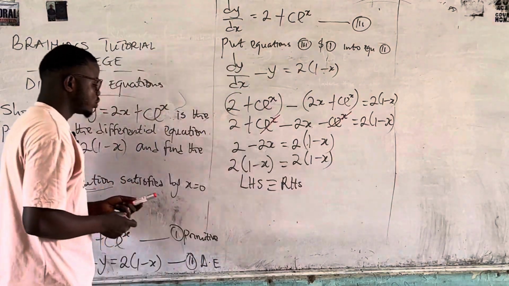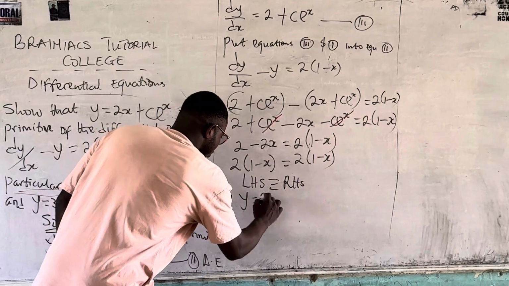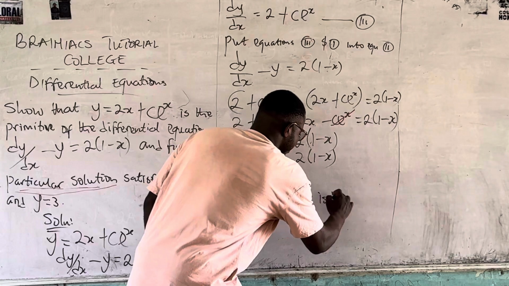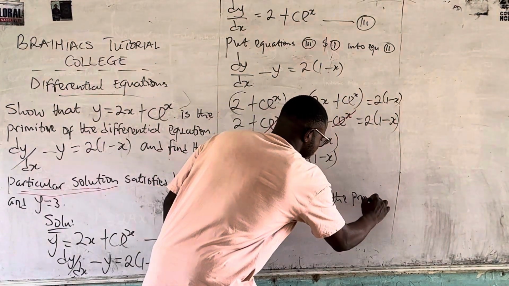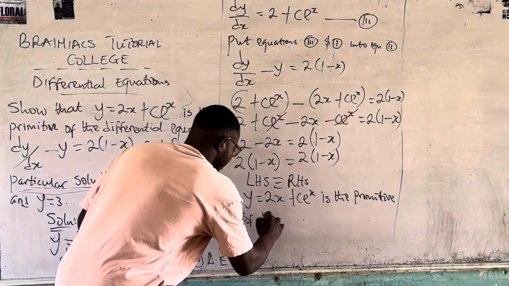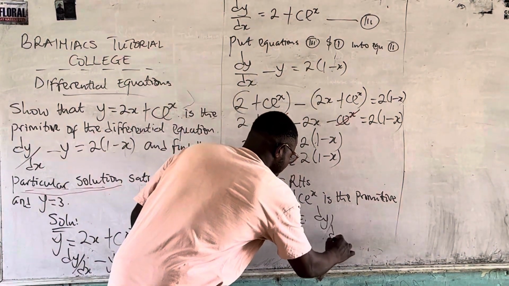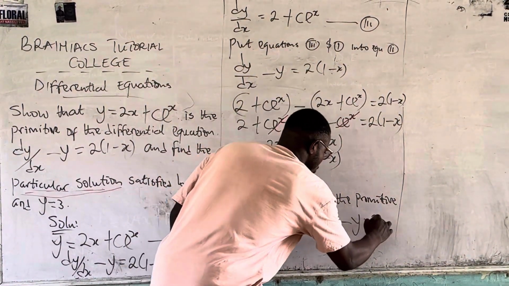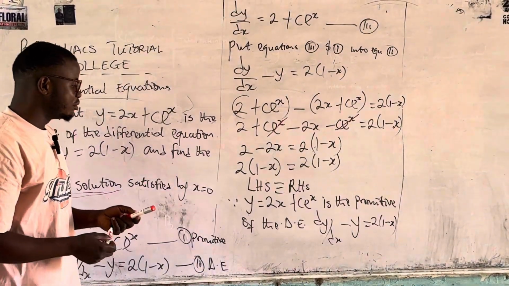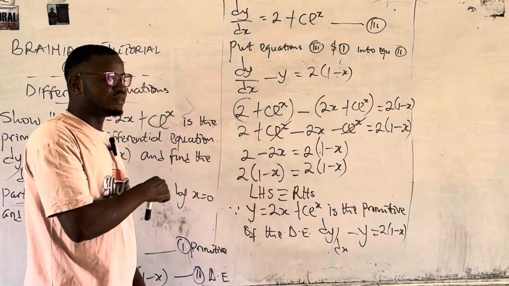Therefore, y equals 2x plus c exponential x is the primitive of the differential equation dy/dx minus y equals 2 into 1 minus x. Because the left hand side is equal to the right hand side, that means y equals 2x plus c exponential x is the primitive of the differential equation.